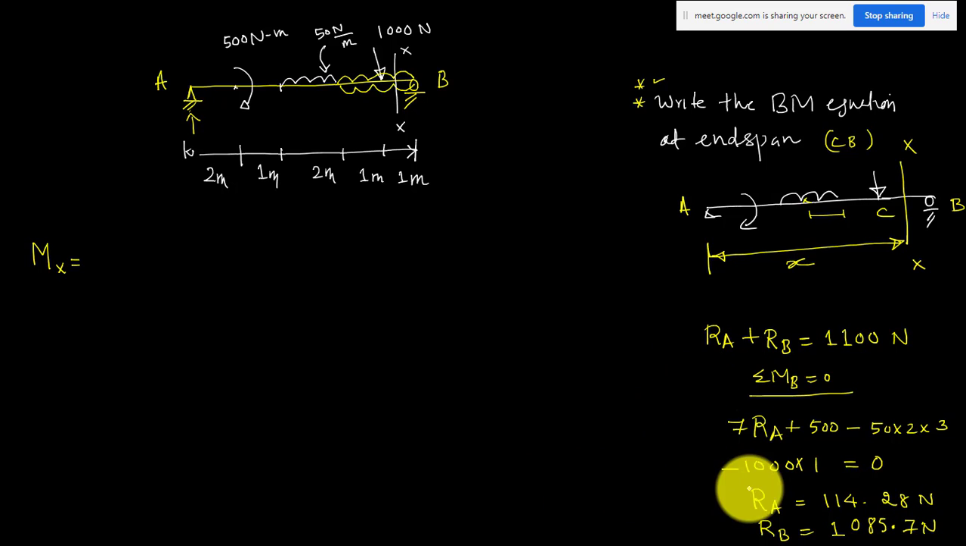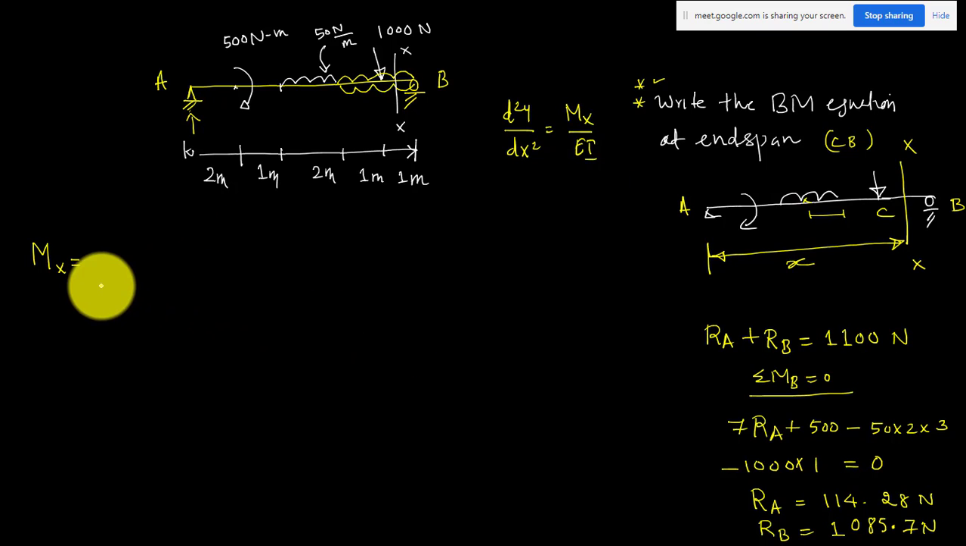So we got the Ra and Rb. So now I can write the equation for the moment. Why are we writing the equation for the moment? Because we are going to start our solution from the differential equation, EI d²y/dx² equal to M x. You have to understand only one question, so all the remaining questions will follow the same procedure.